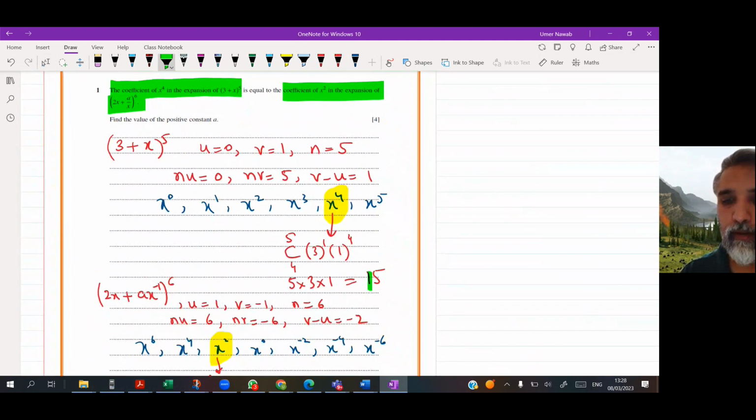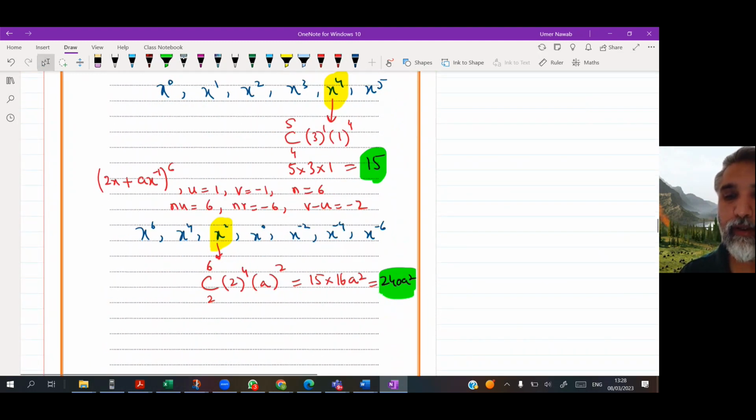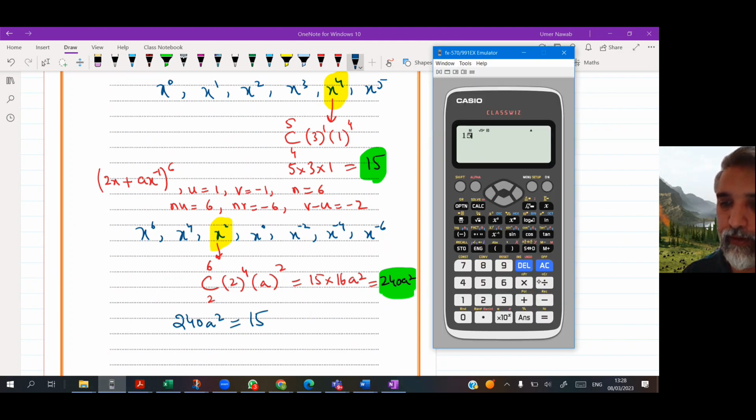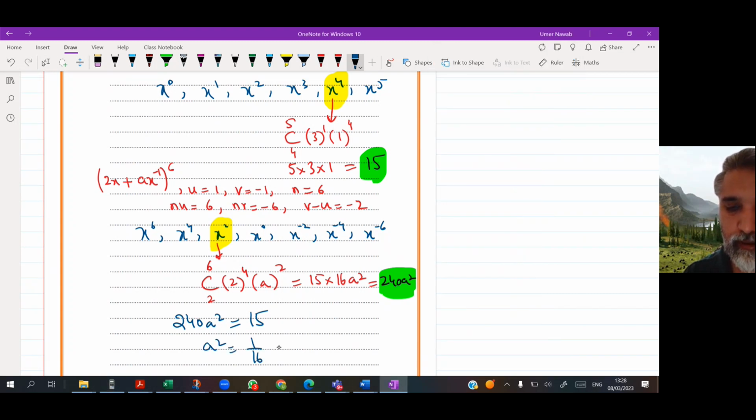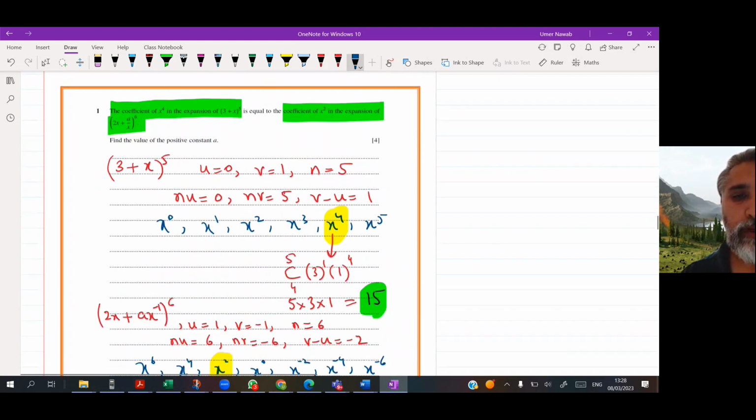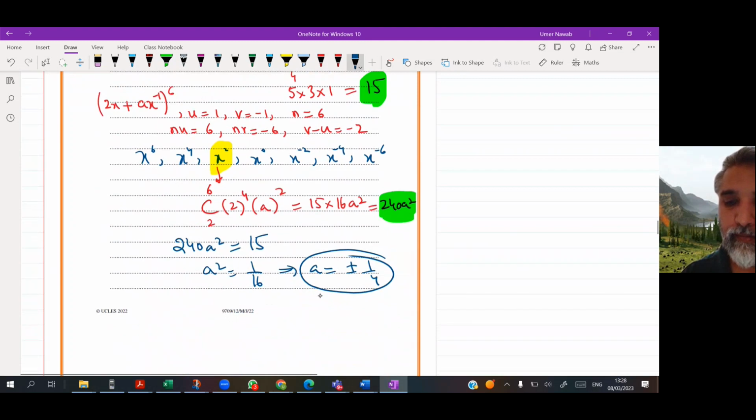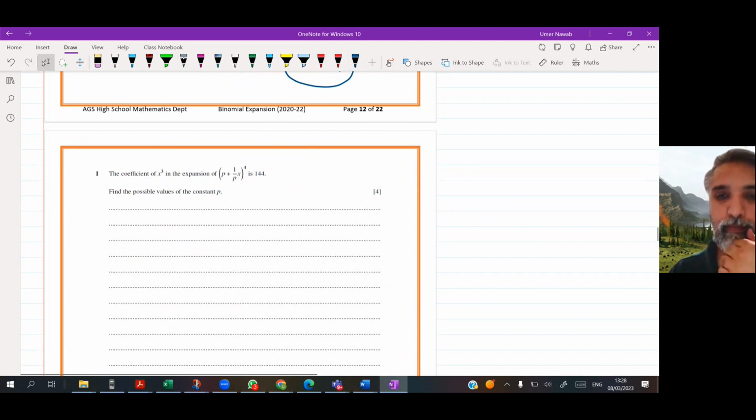He said they are equal to each other. The coefficients of x squared are equal, so put them equal to each other. 240 a squared is equal to 15. 15 divided by 240 gives you a squared is equal to 1 over 16. A is equal to plus or minus 1 over 4. He wants the positive value, so ignore the negative value. That's your possible answer, right?